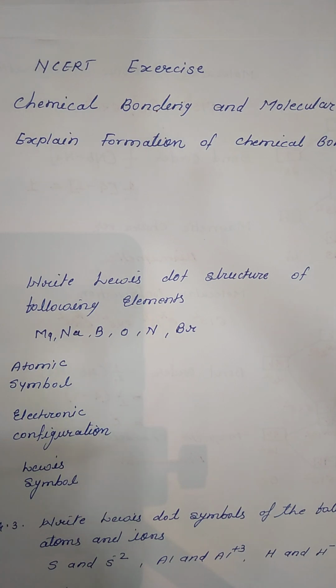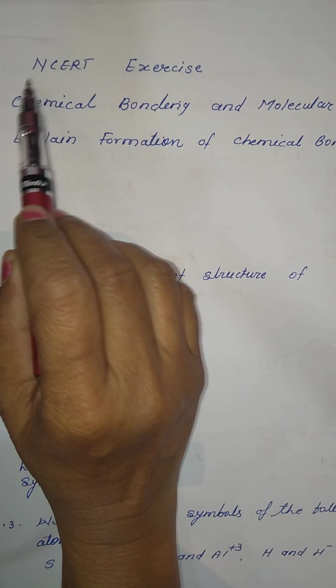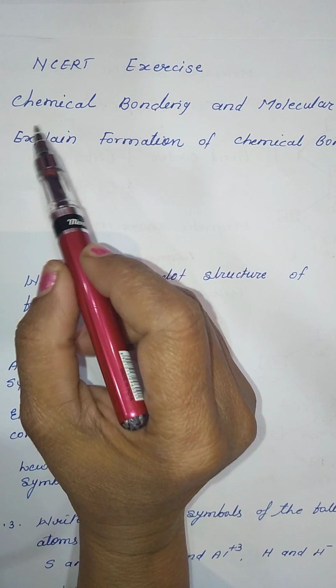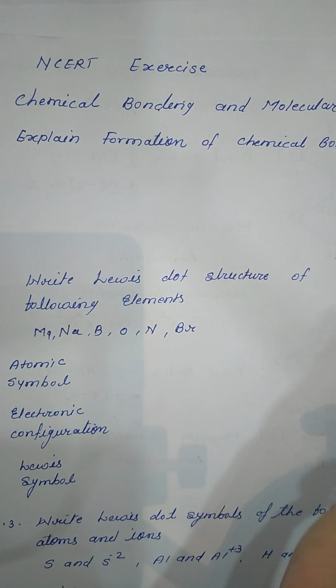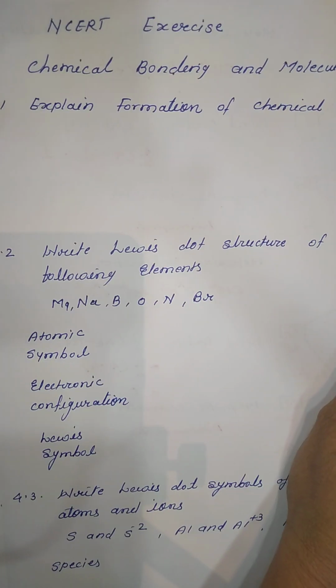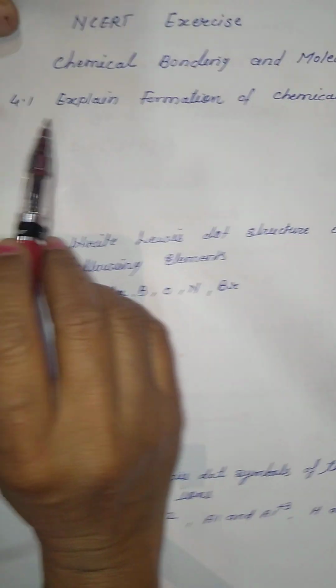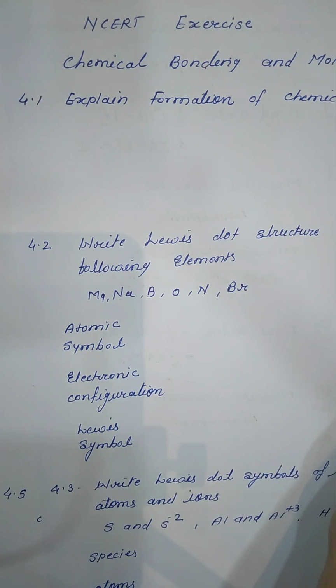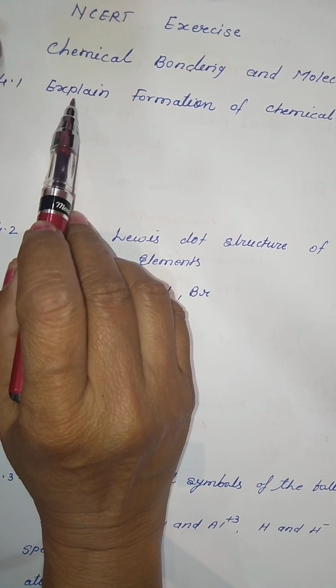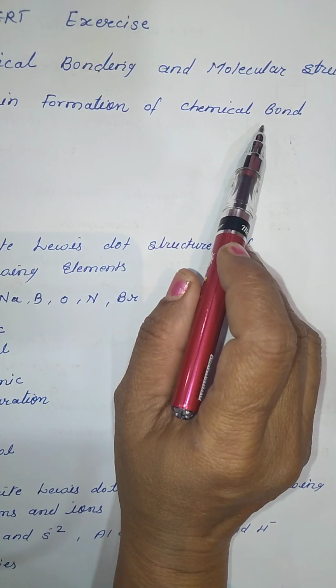Hello students, in this video we are going to study the NCERT exercise of class 11 chemical bonding and molecular structure. Here, one by one, we will discuss the NCERT exercise. Okay, so first is exercise number 4.1. In this, what is the question asked? The question is: explain the formation of a chemical bond.